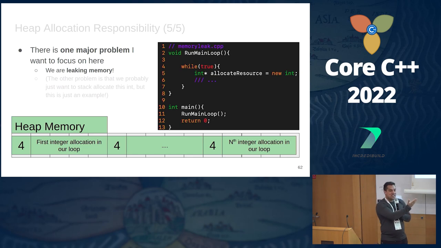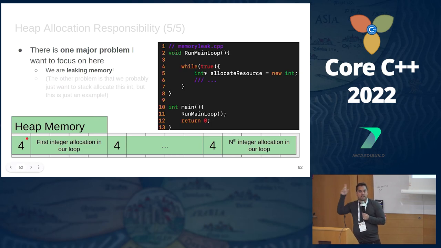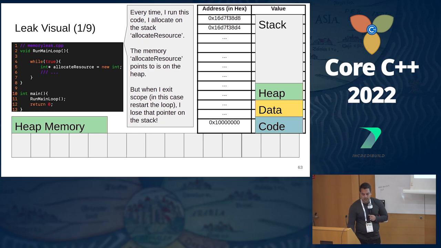So the major problem here that we have is we're leaking memory, right? We're just allocating and allocating and allocating. We don't free stuff, okay? Now, if our machine has infinite resources, maybe we're okay. But again, let's visualize this here. Again, I've got my heap memory at the bottom, the same program on the left here, and our same stack and heap visualization.